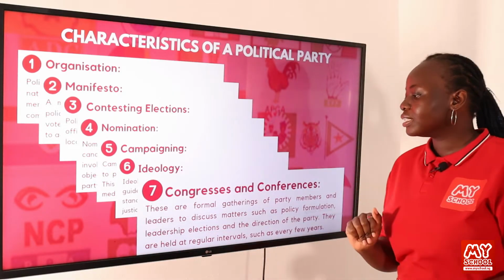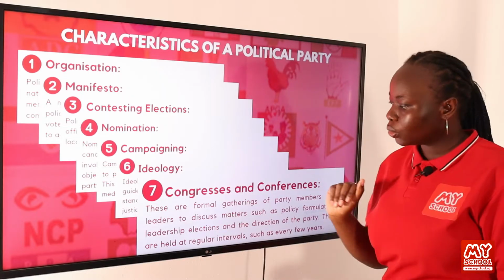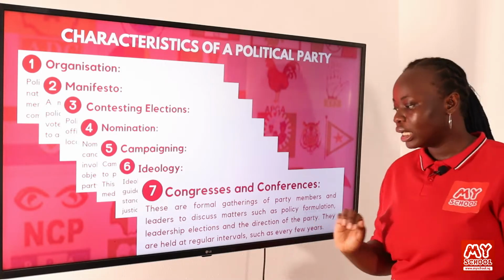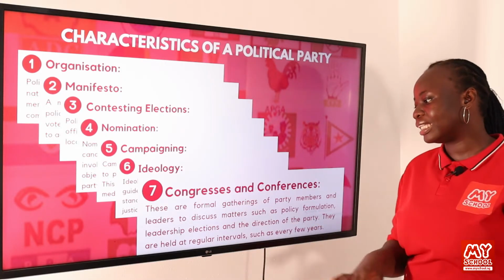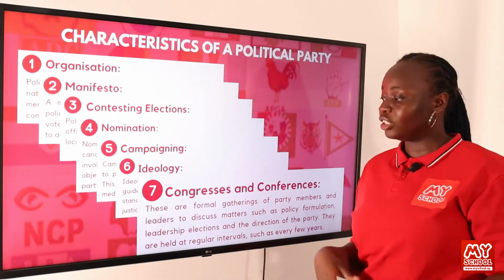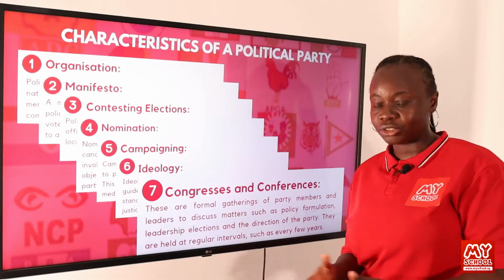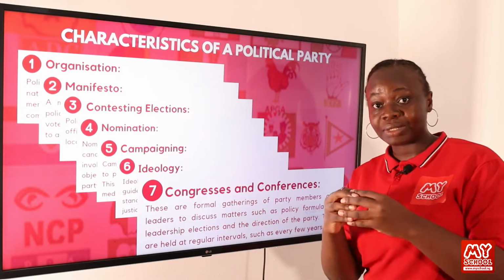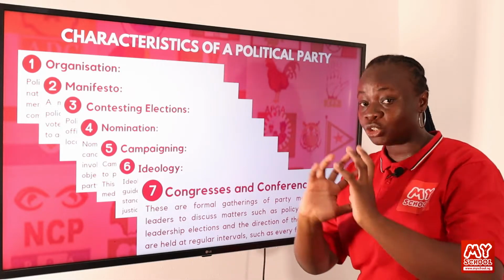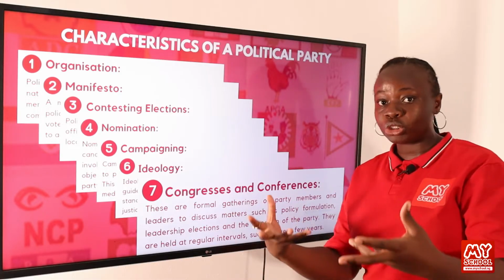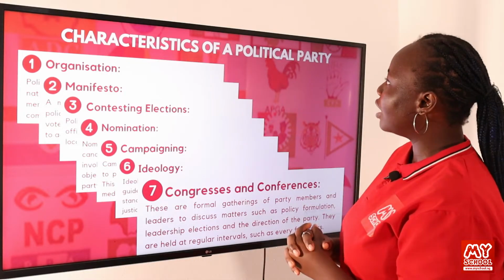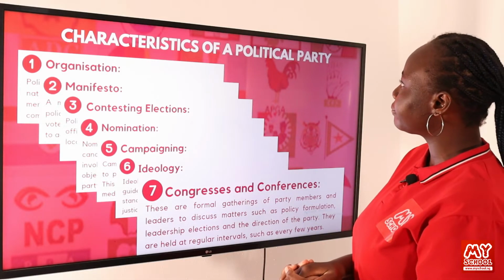All right, and that characteristic is congresses and conferences. These are formal gatherings of party members and leaders to discuss matters such as policy formulation, leadership elections, and the direction of the party, and they are held at regular intervals, such as every few years. Before an election, they usually hold conferences and congresses to ensure that everybody has a similar stance towards the issues that are going on in the country, to ensure that they have a united front to show to the electorate when it is time for election. So this helps to bring them together as one. Now let's move on to the next slide.